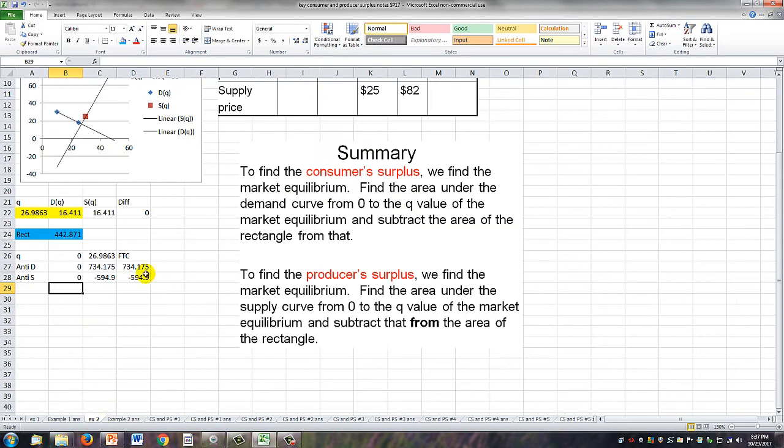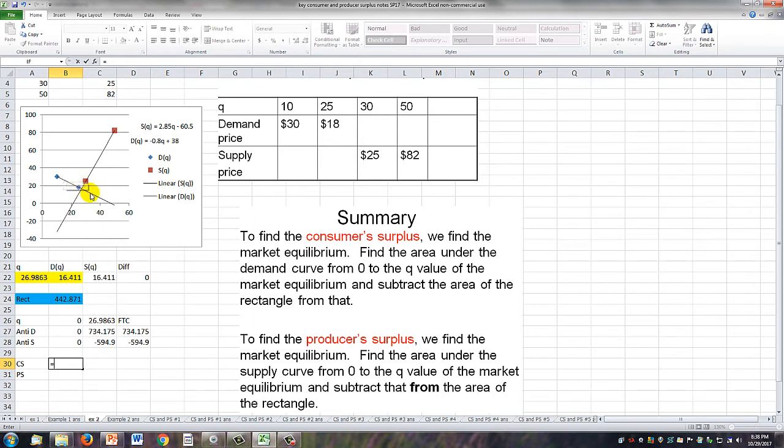Yeah, that's right. So sometimes you'll get a negative under one of these, but we'll see what happens when you find the consumer surplus and the producer's surplus. So the consumer surplus, if you remember the picture, here's your demand curve in blue. There's the market equilibrium. There's a rectangle right here, 26.9863, 16.4. And the consumer surplus area is right under this demand curve but above the rectangle. So that means the consumer surplus is the area under the demand minus the rectangle area.